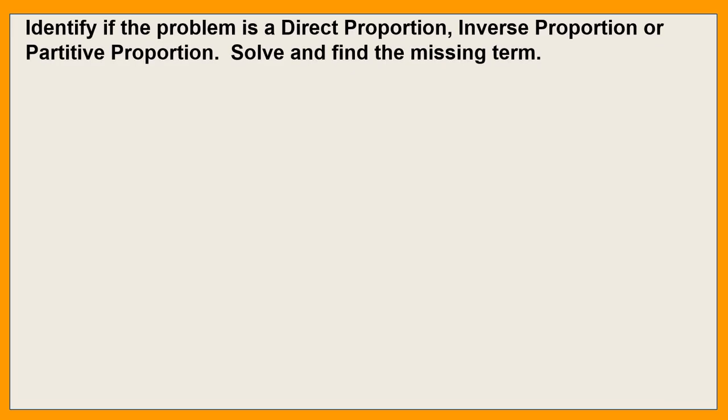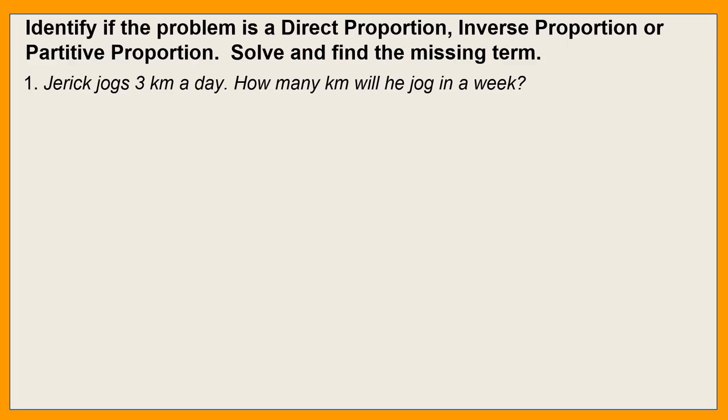Identify if the problem is a direct proportion, inverse proportion, or partitive proportion. Solve and find the missing term. And if you're going to solve the problem, pause the video. Okay? Number 1. Jerick jogs 3 kilometers a day. How many kilometers will you jog in a week? Okay, so this is a direct proportion, and the answer is 21 kilometers.